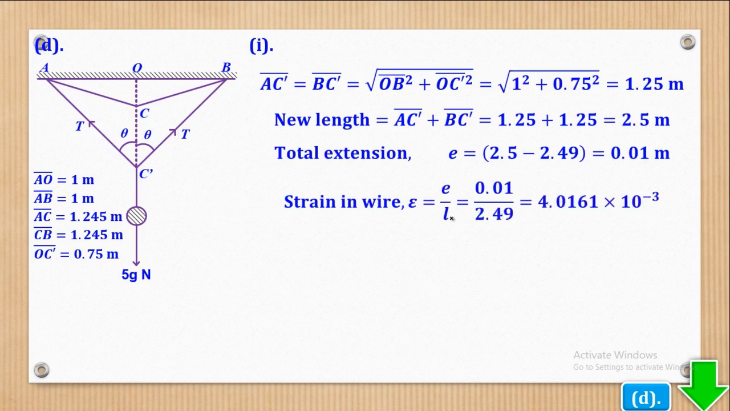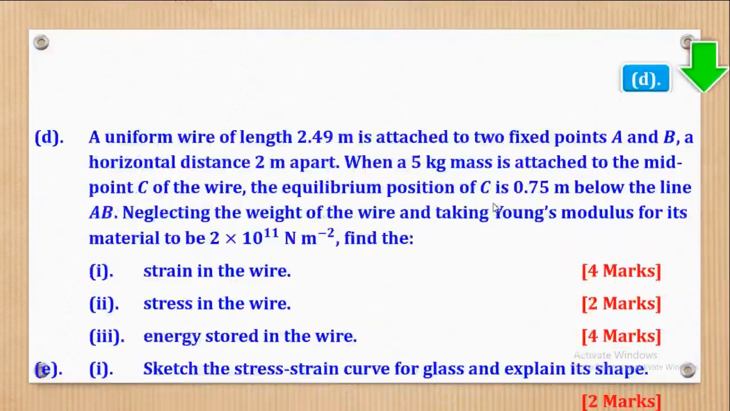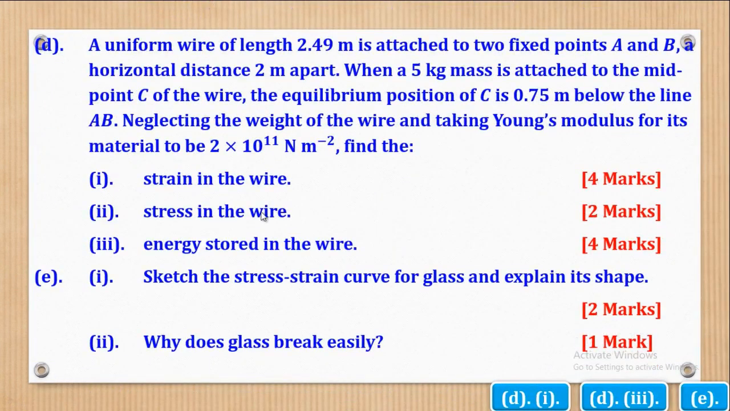Therefore, strain in the wire will be extension over original length, which is 0.01 over 2.49, which gives you 4.0161 exponent negative 3. You realize that there are no units on strain. So that was Roman 1. Now we shall go to Roman 2. In Roman 2, they want the stress in the wire.